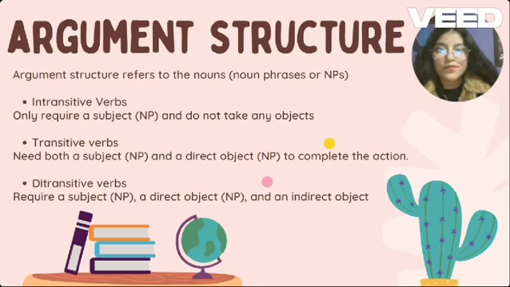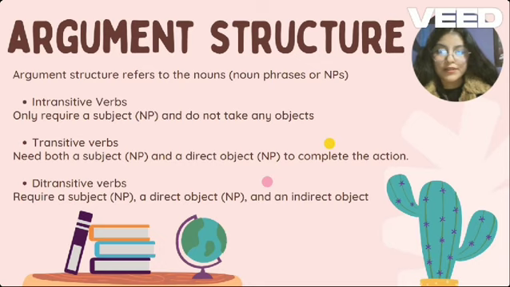Transitive verbs need both a subject and a direct object to complete the action. For example, she found her wallet. In this sentence, she is the subject, and wallet is the direct object.